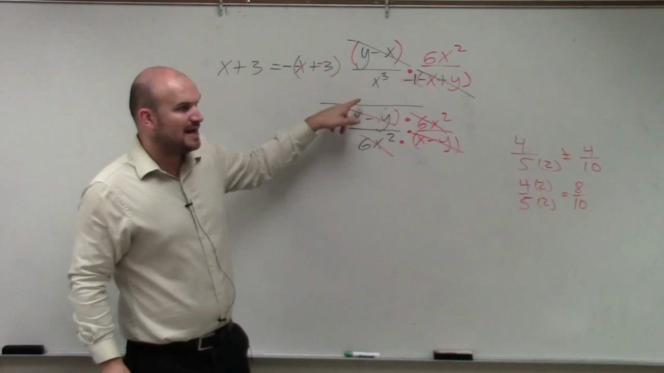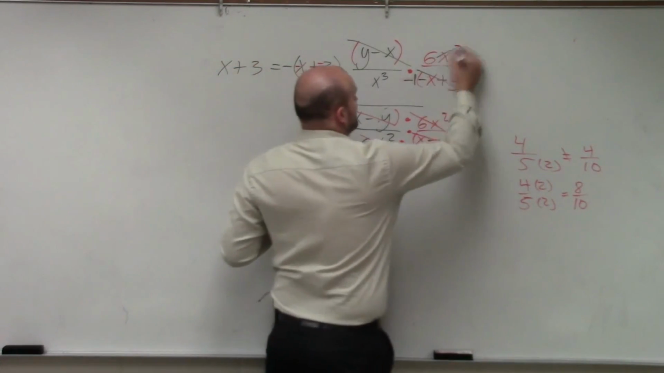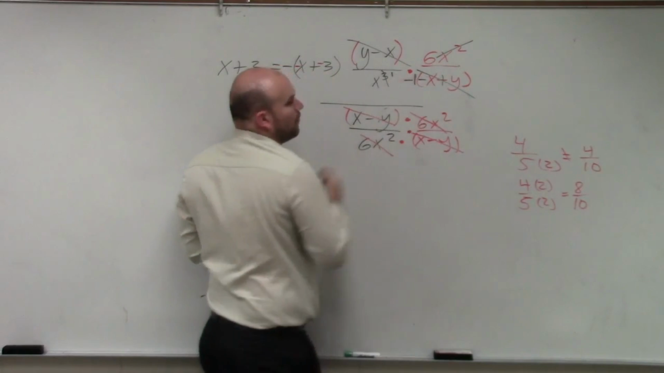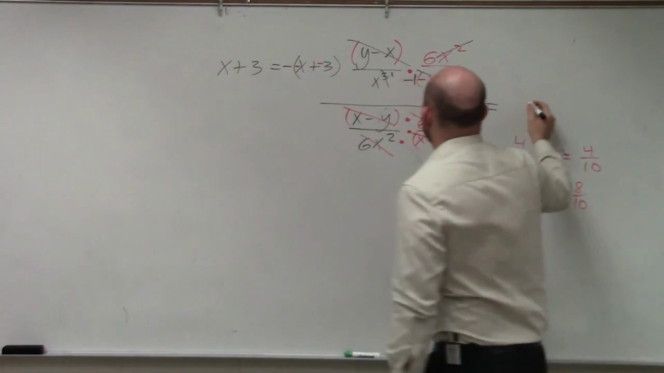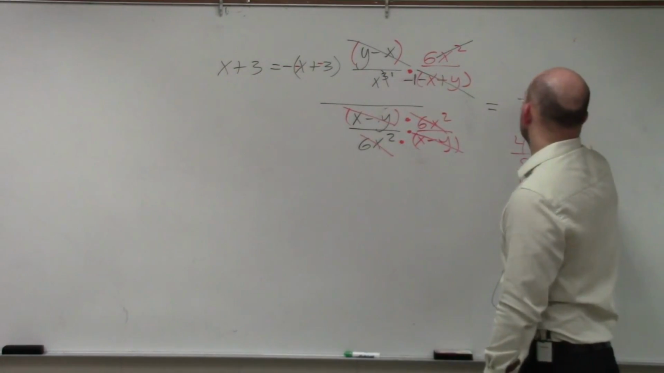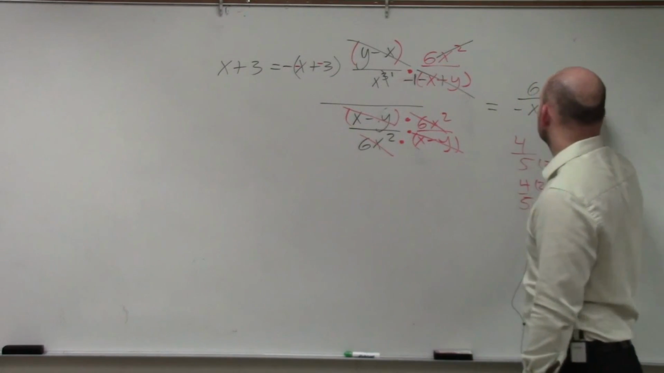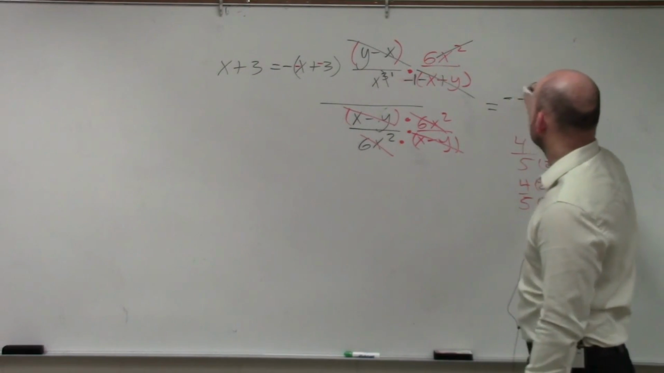6x squared divided by x cubed. The x squareds will divide out. That will leave me with a 1 on the bottom. So my final answer is going to be 6 over negative x, and we can just write the negative out in front.